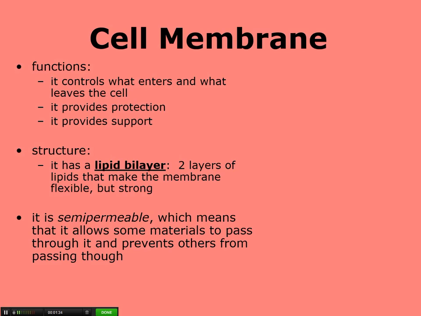The functions of the cell membrane are to control what enters and what leaves the cell. It also provides protection and support. The structure of the cell membrane is a lipid bilayer, meaning it's a double layer of phospholipids. It's semi-permeable, which means it allows some materials to pass through and prevents other materials from passing through.